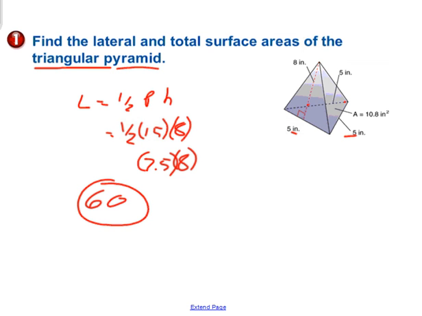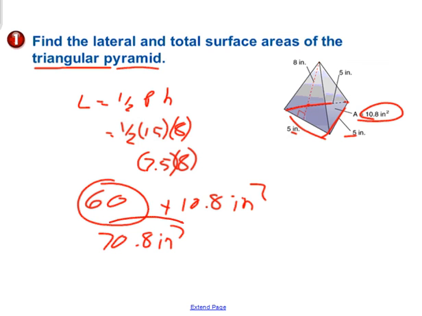To that, I of course want to add the area of the base of the triangle. And the base of the triangle, they tell me, is 10.8 square inches. So plus 10.8 inches squared. So the total surface area is 70.8 inches squared. All right, let's go on to another example.